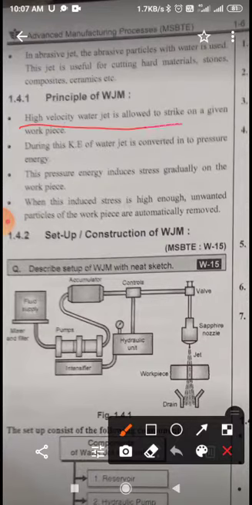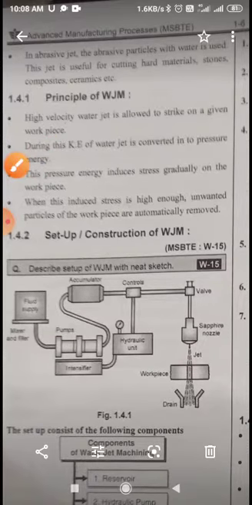A high velocity water jet is allowed to strike the given workpiece. During this, the kinetic energy of water is converted into pressure energy. This pressure energy induces stress gradually on the workpiece. When this induced stress is high enough, unwanted particles of the workpiece are automatically removed. This is the principle of working of the abrasive jet machining process.